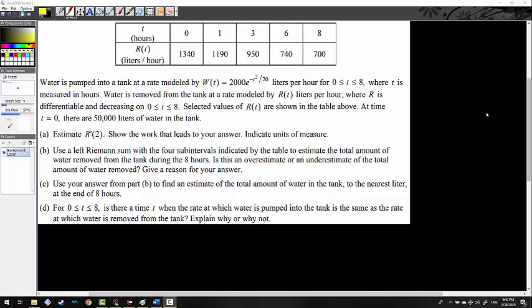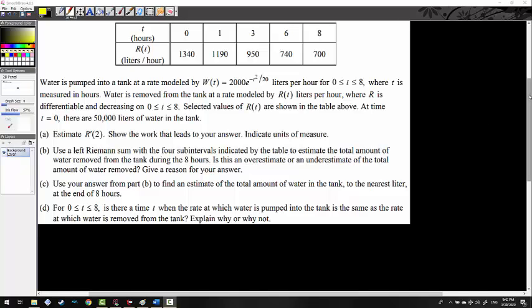It's your standard table problem with water being pumped into a tank at a rate modeled by W of t equals that thing in liters per hour between 0 and 8, where t is measured in hours. Water is removed from the tank at a rate modeled by R of t liters per hour, where R is differentiable and decreasing on 0 to 8. Selected values of R of t are shown in the table above. At time equals 0, there are 50,000 liters of water in the tank.